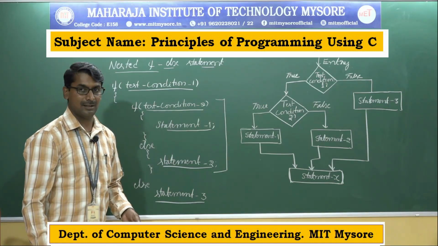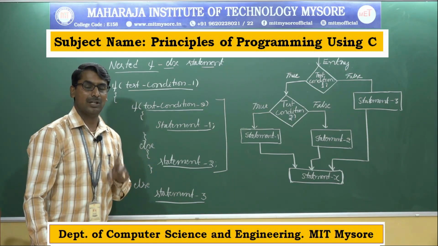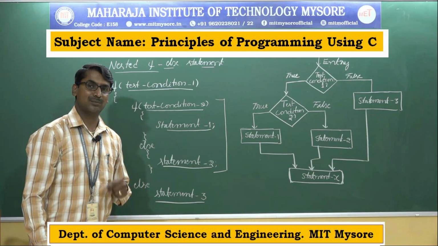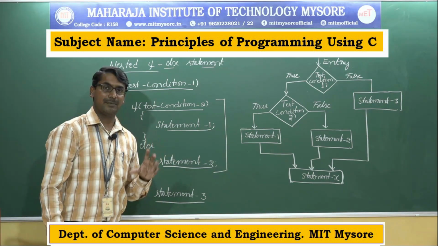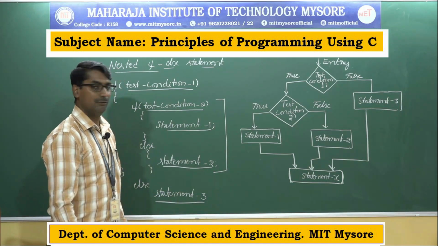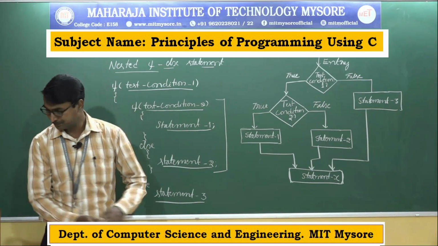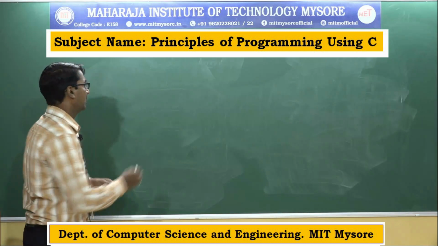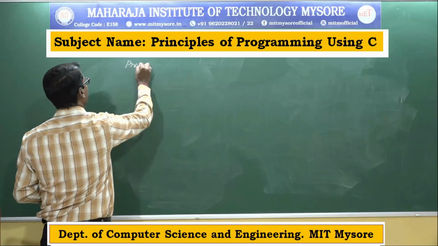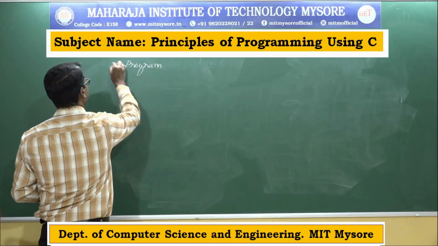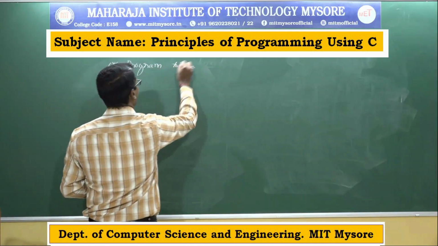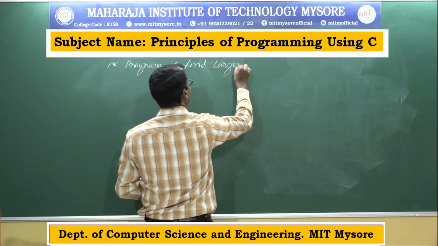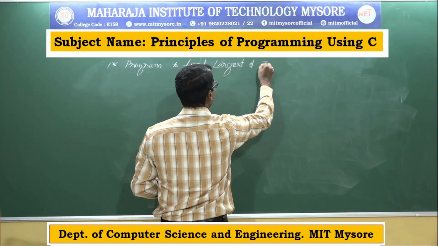In yesterday's class it was also mentioned, if the block contains only one statement, the brackets are optional. If in case the block contains more than one statement, then the block of statements must be present within a pair of flower brackets. Okay. Let's consider an example program for nested if, that is a program to find the largest of three numbers.